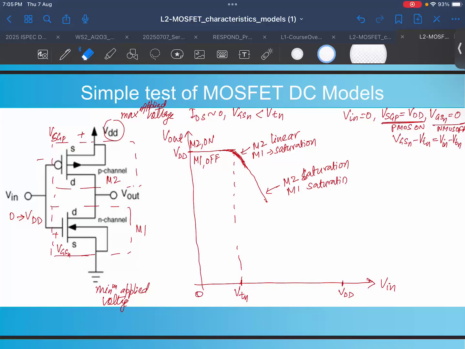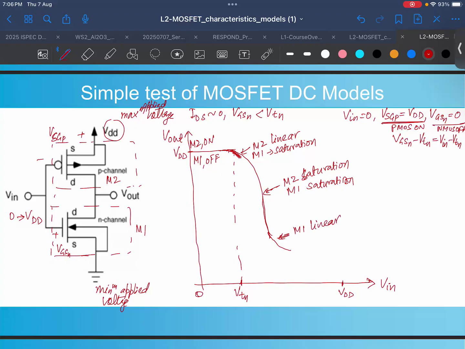This is the point at which you will see a huge drop, right? Like this. And then you see what happens. After this saturation, because V out is decreasing a lot, your M1 goes to linear, right? M2, what is the condition with M2? Because your VDS is now huge, because your VDD minus V out is huge. And your V in is increasing, so your VSG is not there. You will see that your M2 becomes in saturation, right?